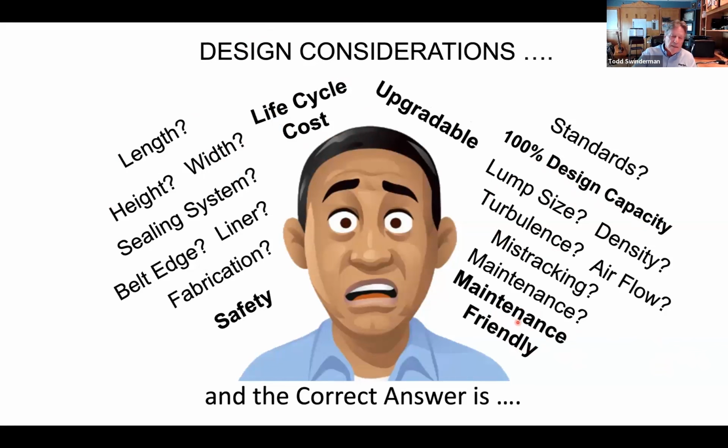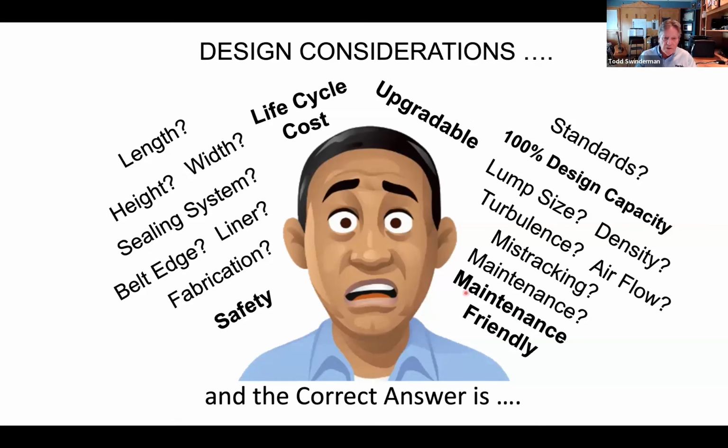Then you want to make it maintenance friendly. So let's say my calculation says, well, my skirt boards only need to be 6 inches high. Well, how are you going to get in there, put on a sealing system, get at your nuts and bolts inside of that trough belt? So that's one of the considerations.